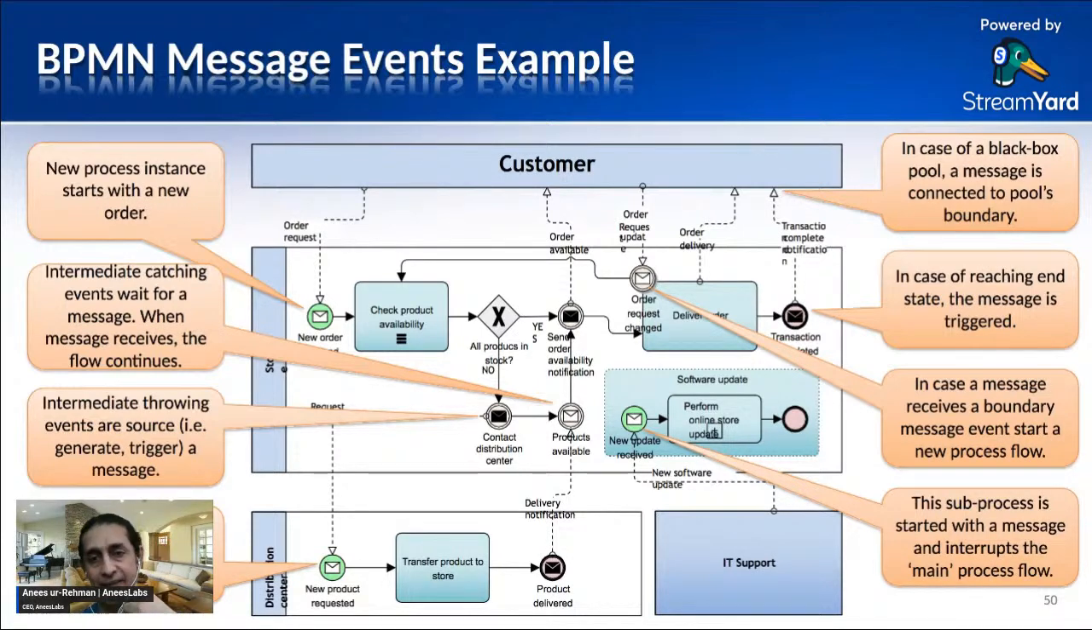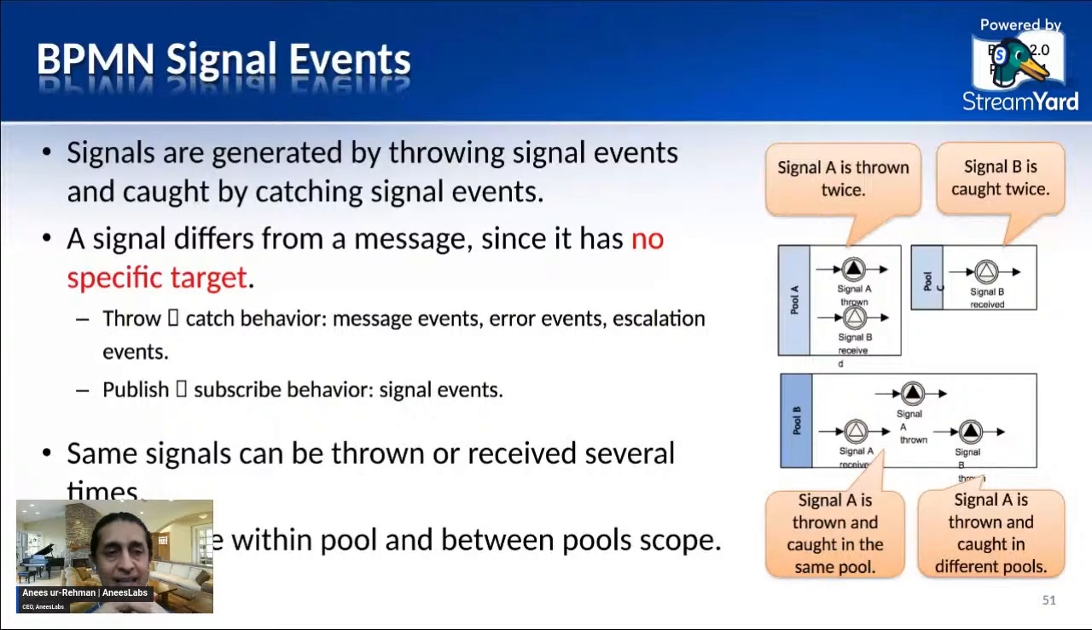BPM signal events are generated by throwing signal events and caught by catching signal events. So if you have some exception or some error happening, you can call the signal events. You can still use the normal event, and then add your own implementation of what you are going to do if some error happens.